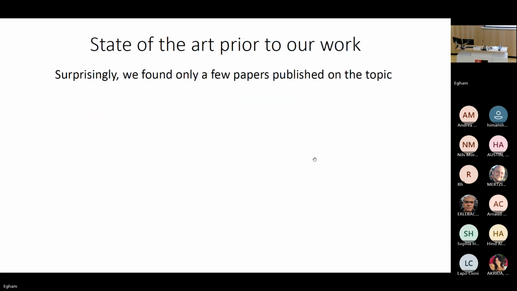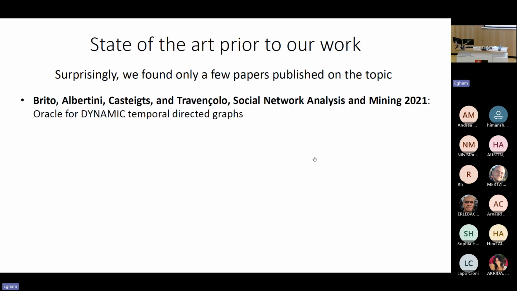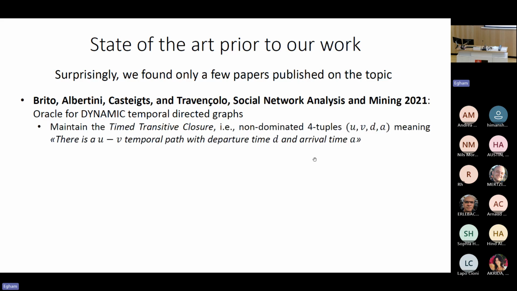Okay? And prior to our work, we were quite surprised because we found only a few papers published on the topic. And probably the most interesting one is the paper by Brito, Albertini, Casteigts, Foucaud, where the authors designed an oracle for dynamic temporal directed graphs. But they were kind of maintaining a time version of the transitive closure of a directed graph. So this means that their data structure is pretty large because they are maintaining this kind of temporal transitive closure in an explicit way.